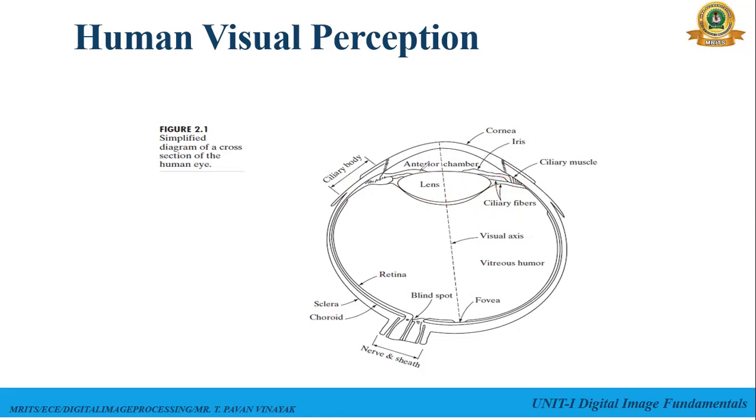The next important one is lens. It is a subpart of choroid. So what is the use of lens? It is made up of fiber attached to the ciliary body. It contains 60 to 70% of water, 62%, and it accepts the light.